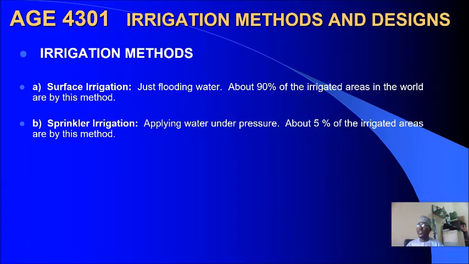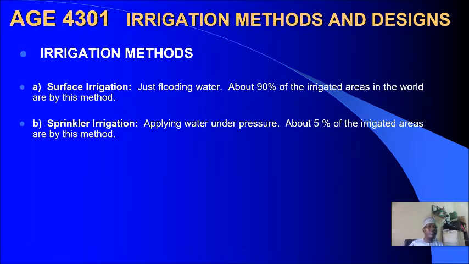Surface irrigation, even though we consider it outdated, still accounts for large areas under irrigation. When we talk of irrigation, surface irrigation remains the most used irrigation method all across the world. About 90% of irrigated areas around the world use this method, and that is to say that surface irrigation is still relevant.